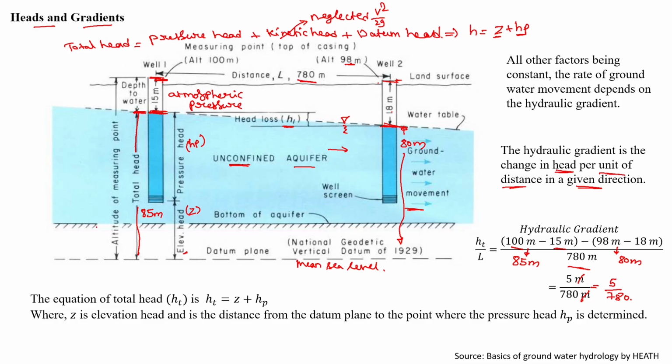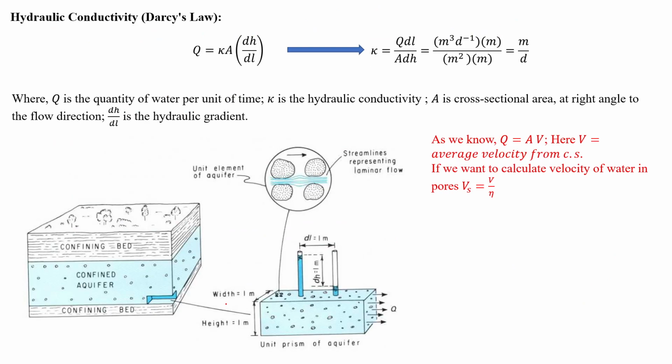So the total head will be Z plus hp. Okay, so let's move on. Before solving the question, let's see one important point called Darcy's law.